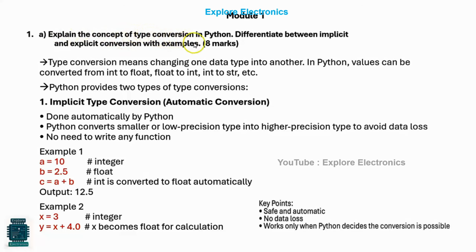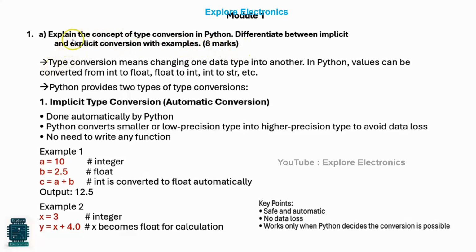Explain the concept of type conversion in Python. What is type conversion? You have to write the definition and differentiate between implicit and explicit conversion with the example. This is asked for 8 marks. You have to write answers in the exam according to the marks allotted, because time management is very important in the exam.